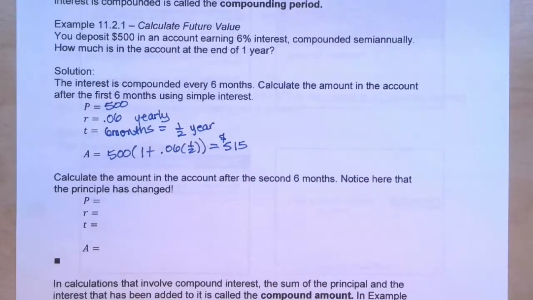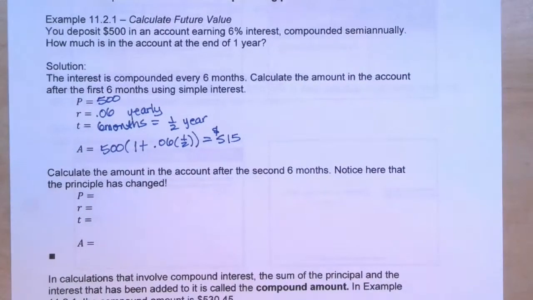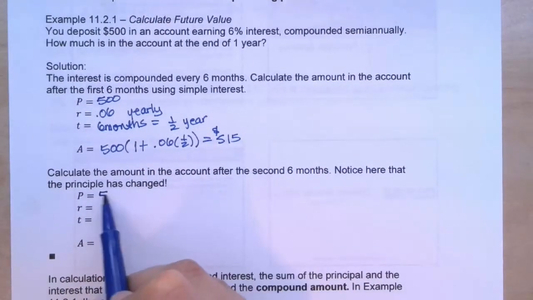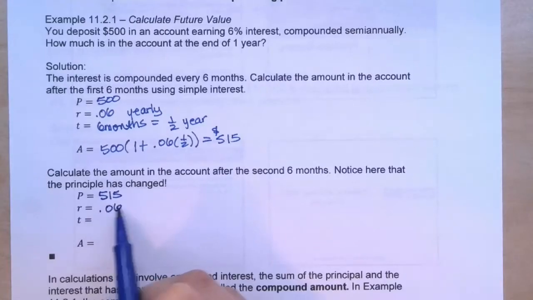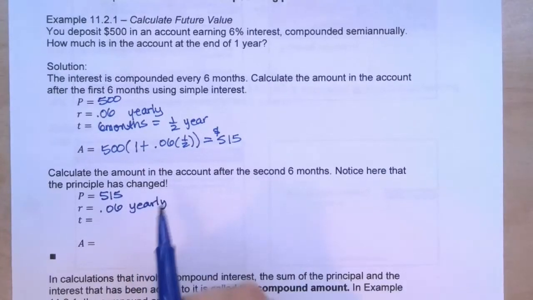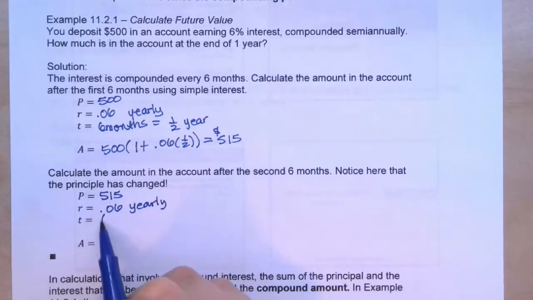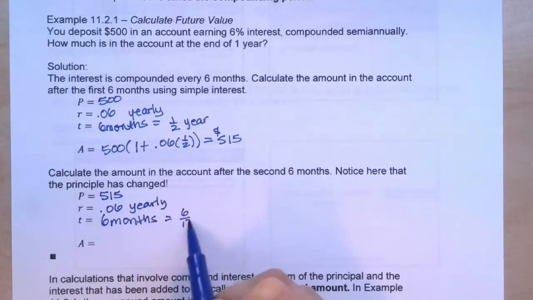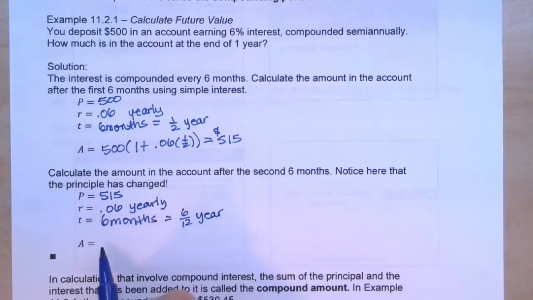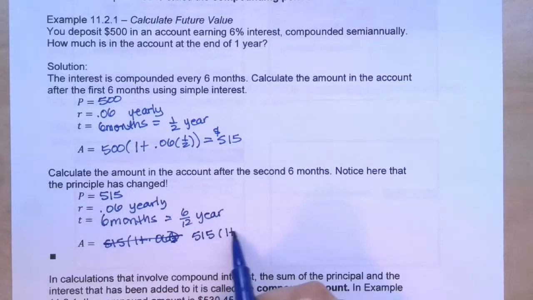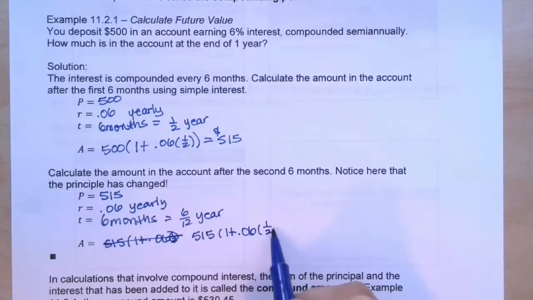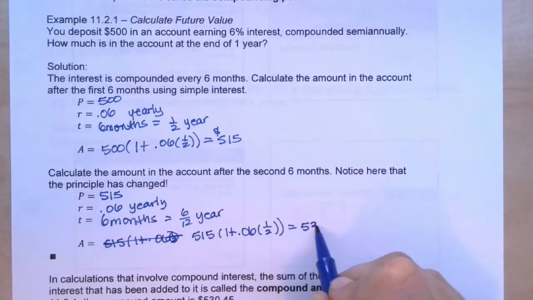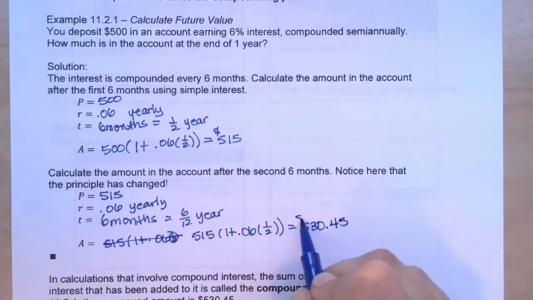And then when we do the second part, the next 6 months, now our P is 515, our R is still 0.06. We're doing simple interest, so we assume that's yearly. So that means our T is 6 months, or 6/12 of a year, which is the same as half a year. We get 530 and 45 cents.